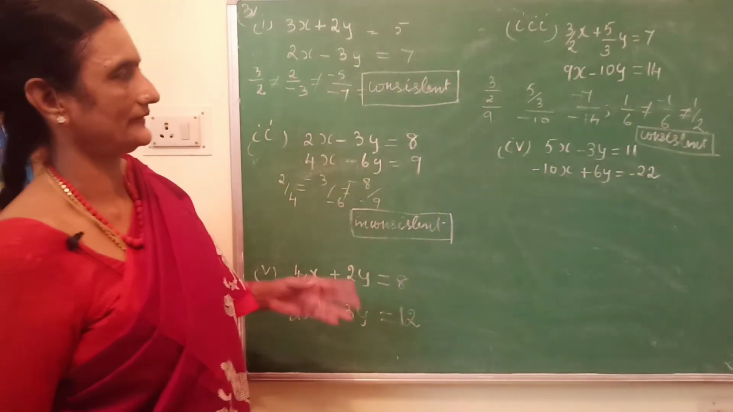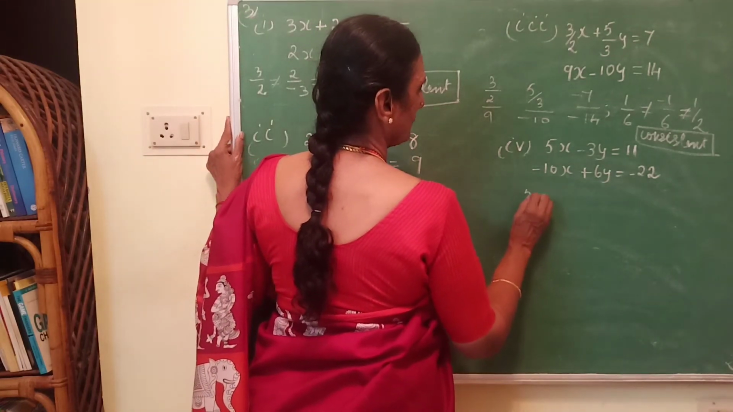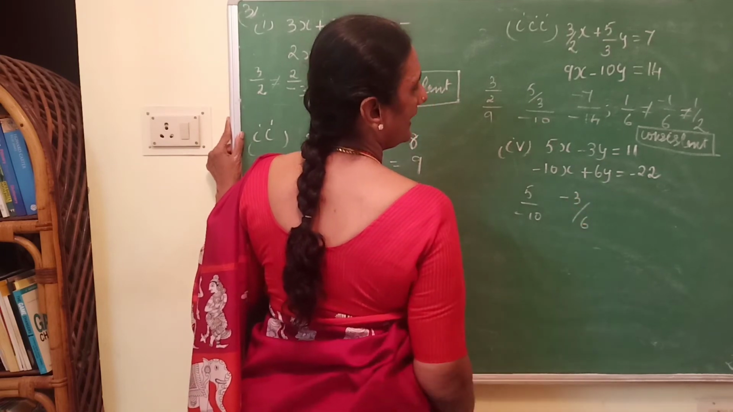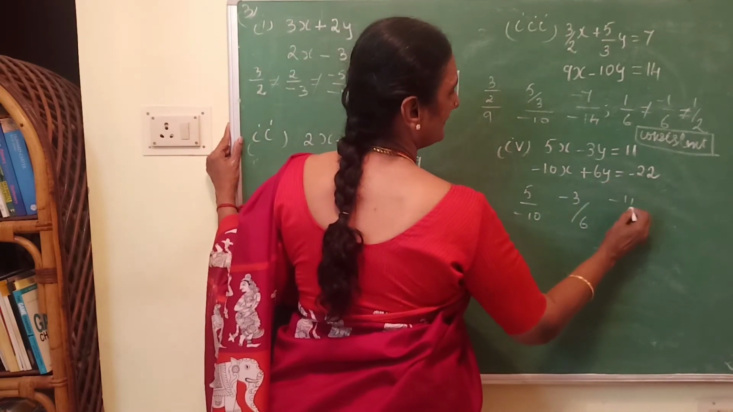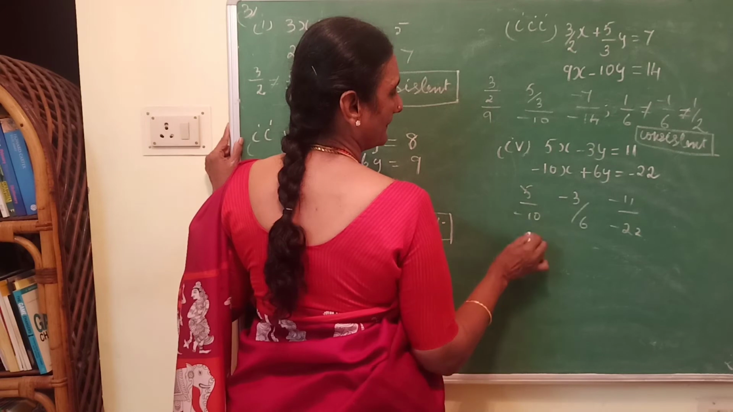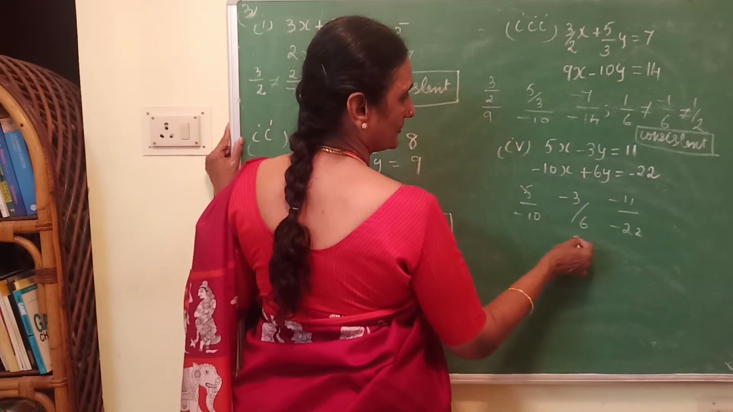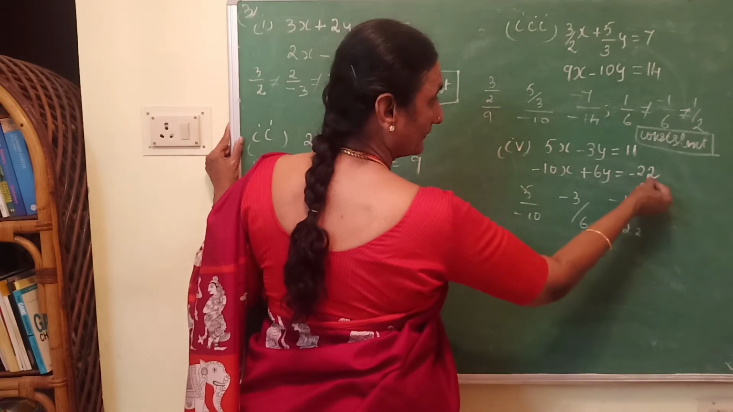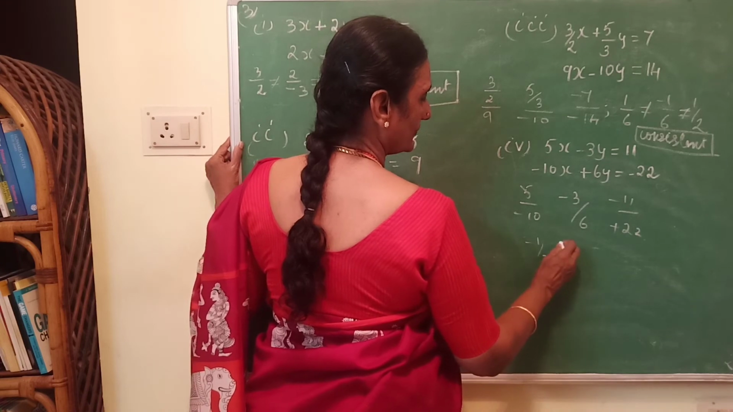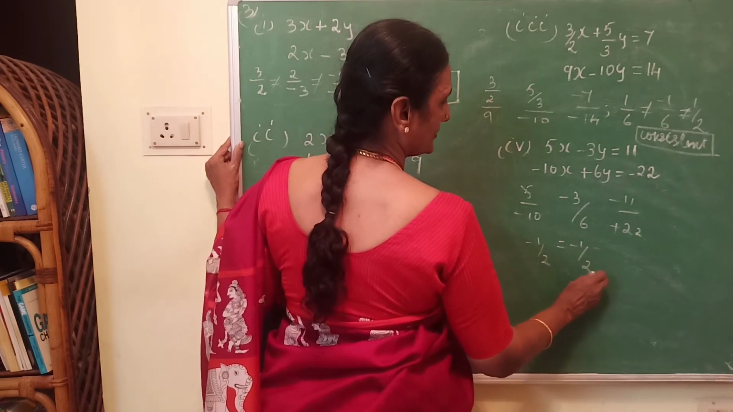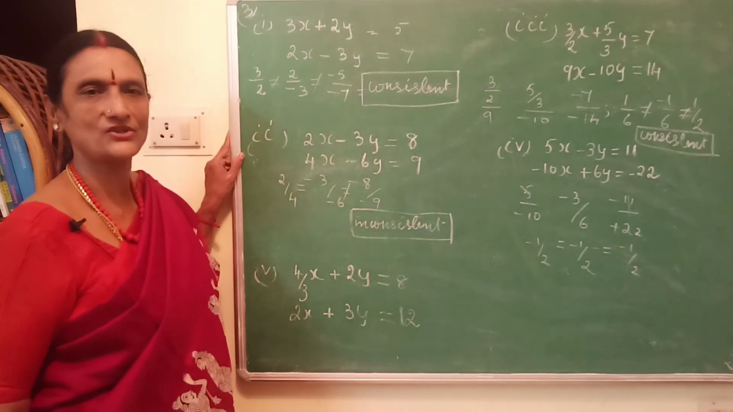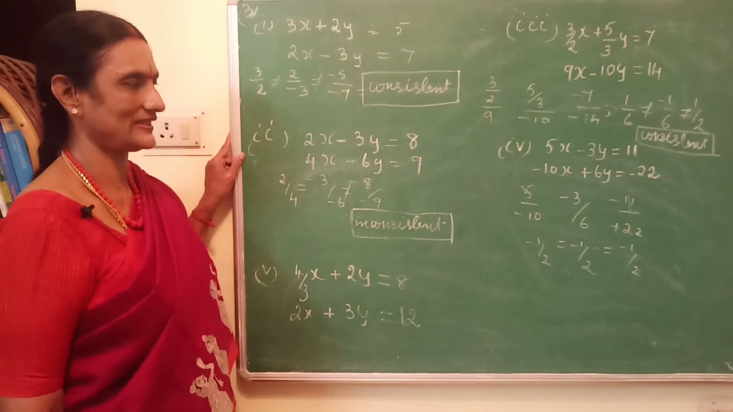Now, coming to the fourth, A1 by A2 is 5 by minus 10, and then here it is minus 3 by 6. And now here minus 11 by minus 22. So, what happens? This becomes 1 by 2. This becomes 1 by 2. Whereas this minus 22 coming here will get a positive sign. So, we will get minus 1 by 2 is equal to minus 1 by 2 is again minus 1 by 2. All the three are same. A1 by A2 is equal to B1 by B2 is equal to C1 by C2.